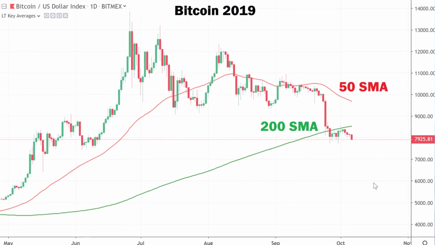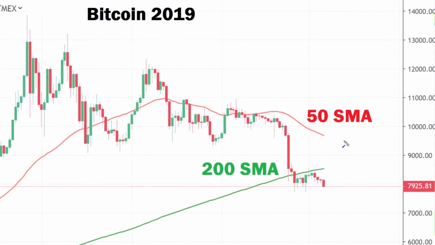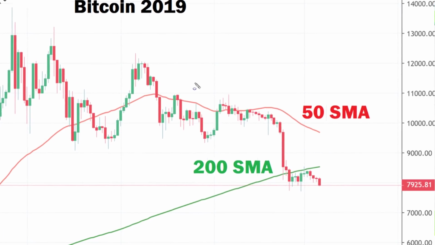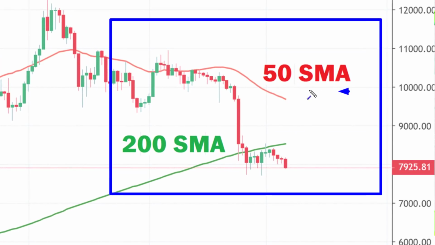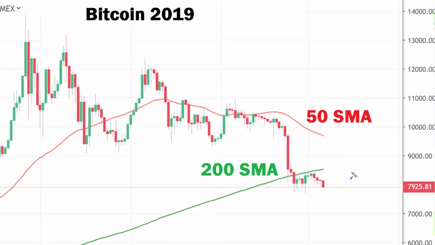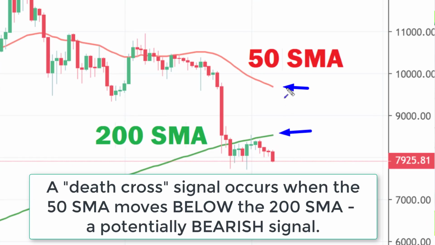Let me give you an example, take a look at this chart. At the moment, as I'm making this video, this is the chart of Bitcoin right now, and you can see two lines on my chart: the 50 simple moving average, the 50 SMA, the red line, and the 200 simple moving average. You can see on the right-hand side that these two lines are approaching one another. So it seems that the 50 simple moving average is getting close, potentially crossing maybe in the next few weeks, to the 200 SMA.